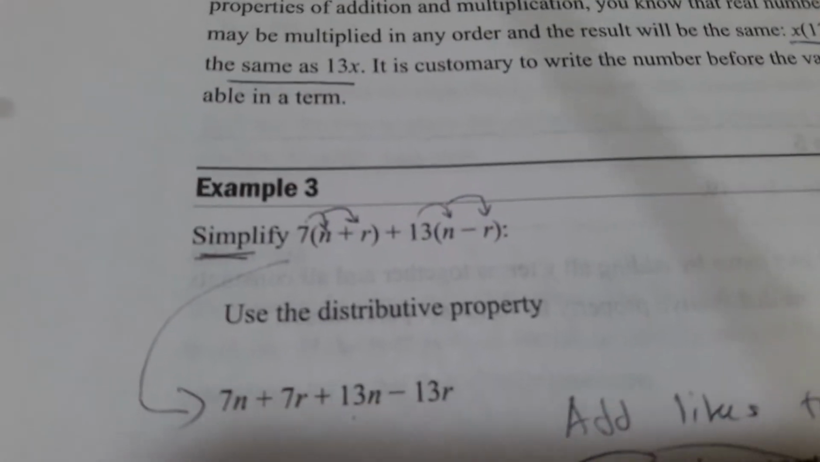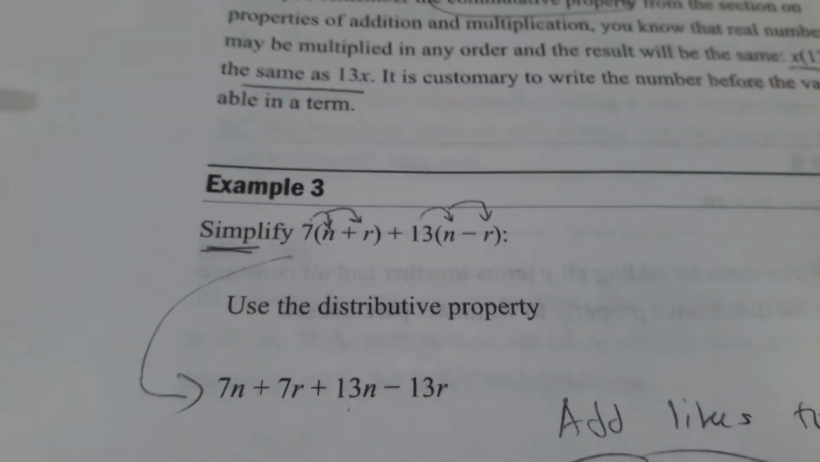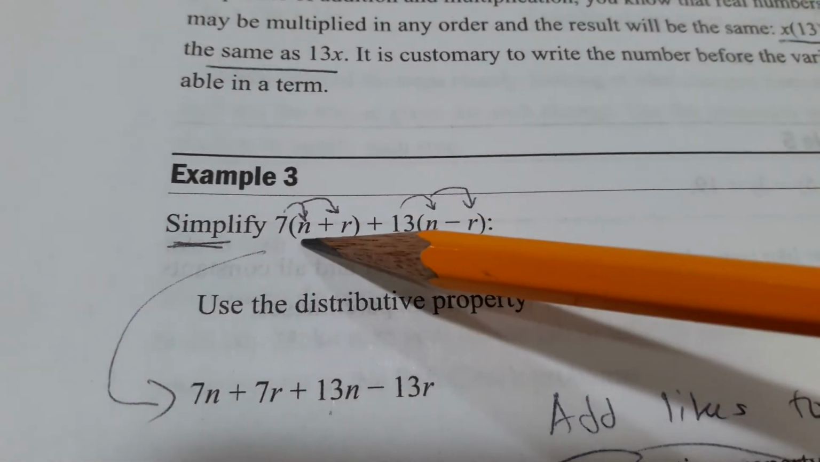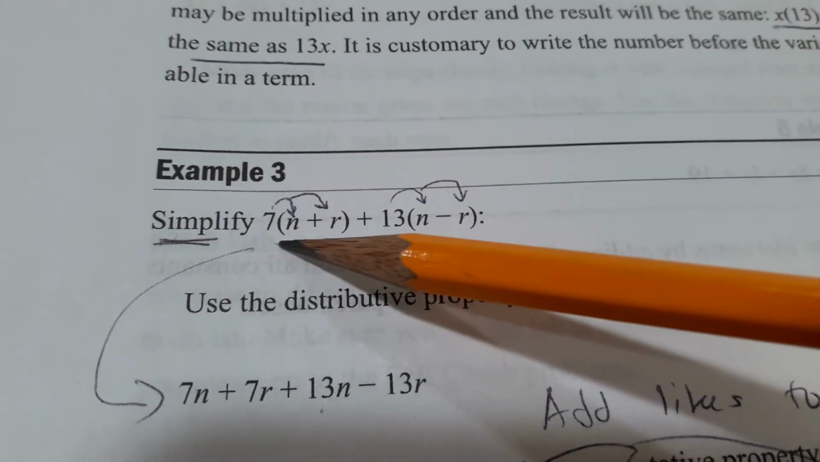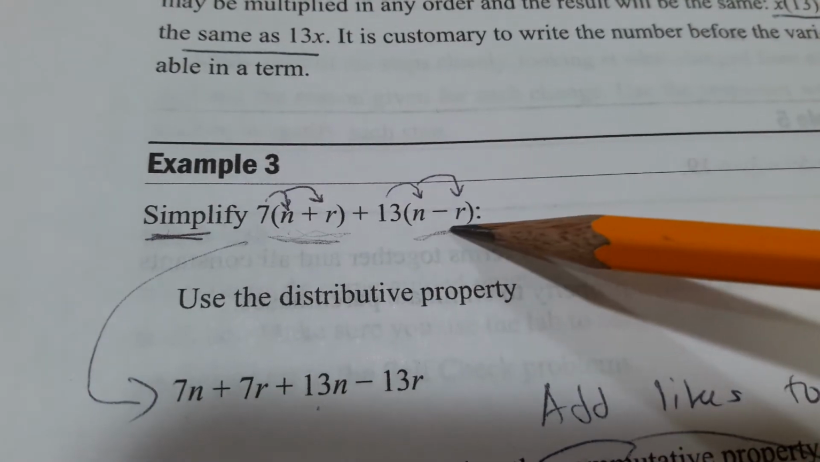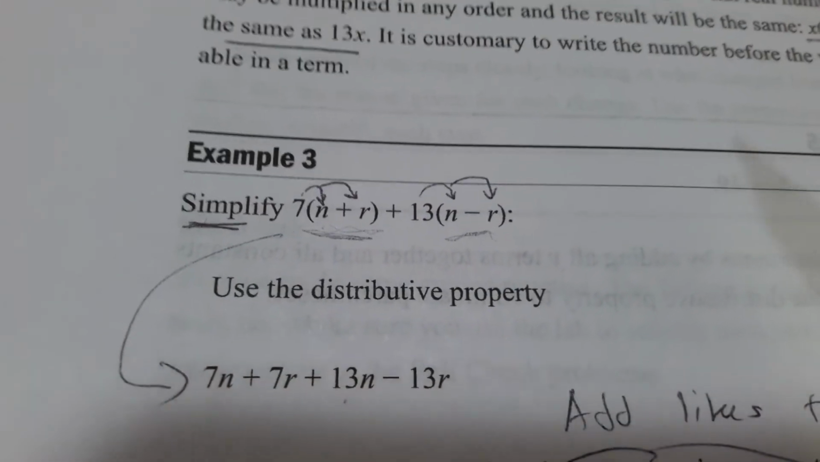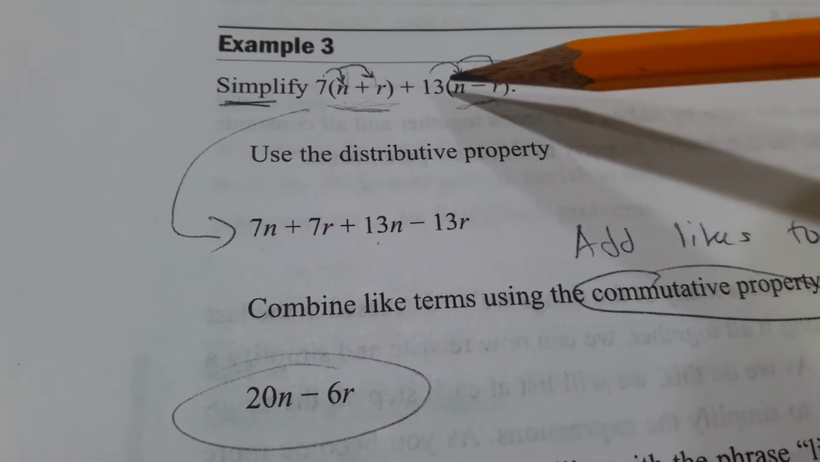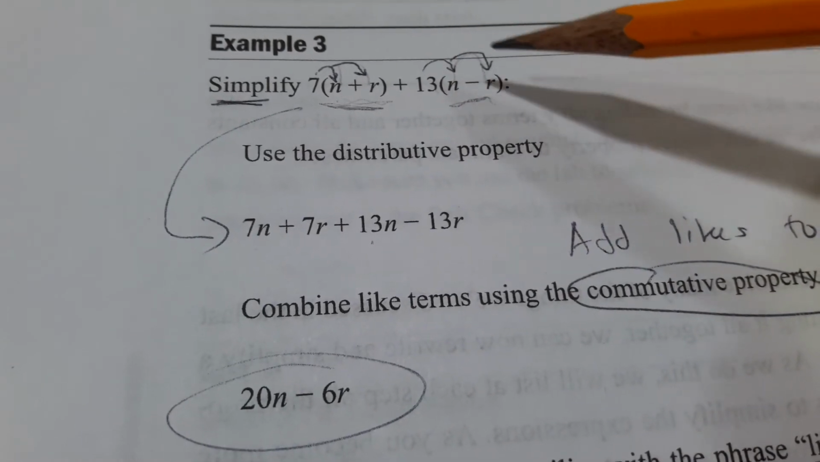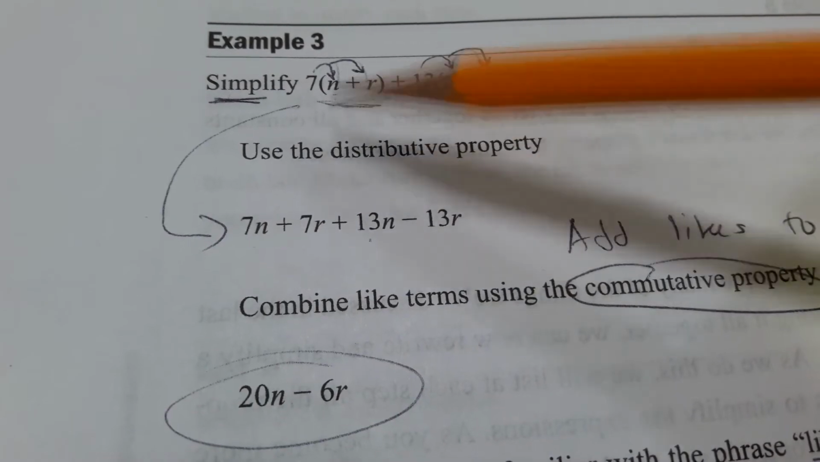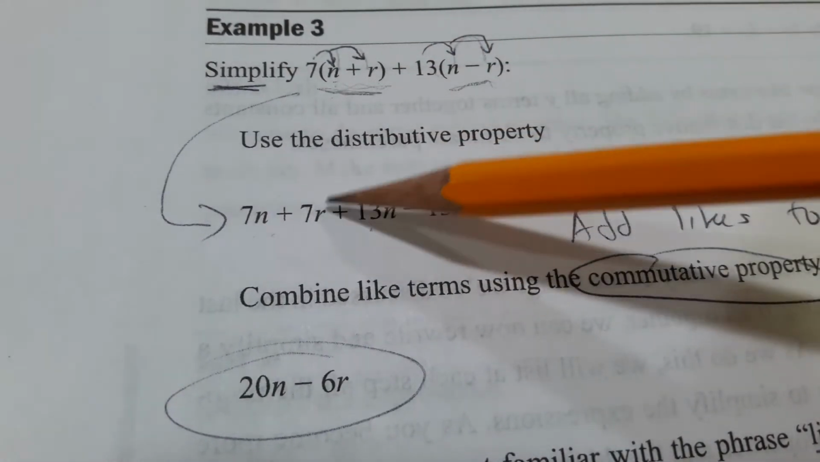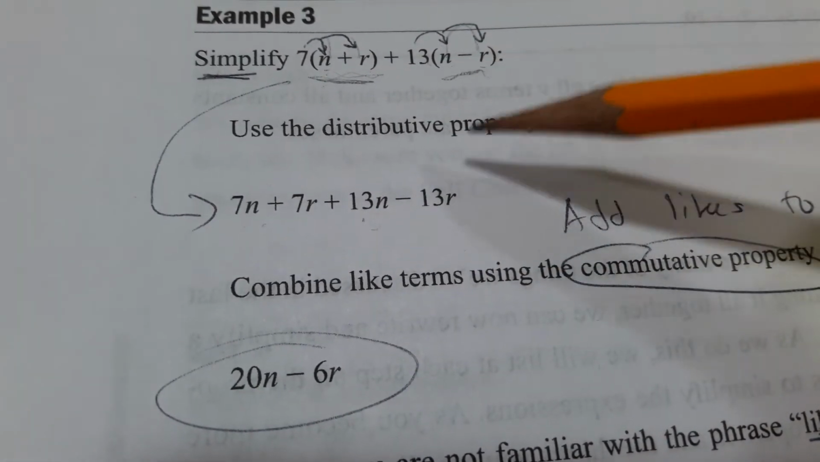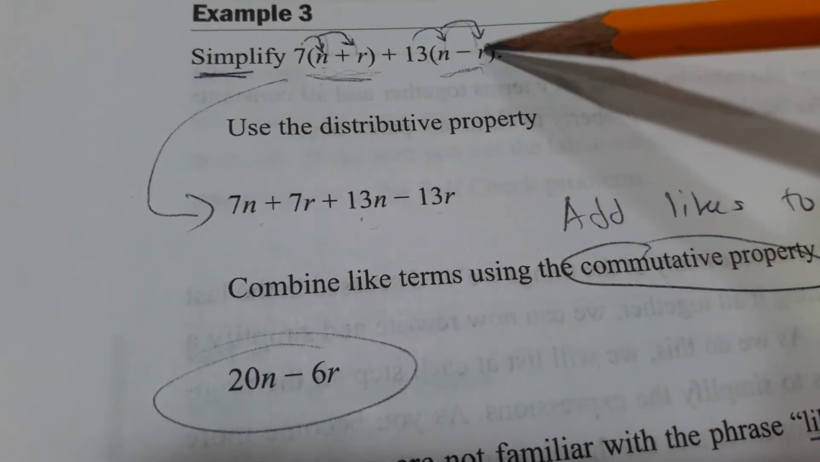All right, example 3. This is where the distributive property comes in handy, because with order of operations, we have to do what's inside the parentheses first, unless we use the distributive property and break up the parentheses. So here's what we're going to do. We're going to multiply 7 into n, 7 into positive r. Then we're going to multiply 13 into n and 13 into negative r. So we get 7 times n, 7n, 7 times r, 7r, plus 13 times n, 13n, and 13 times the negative r, which is negative 13r, because a positive times a negative is a negative.